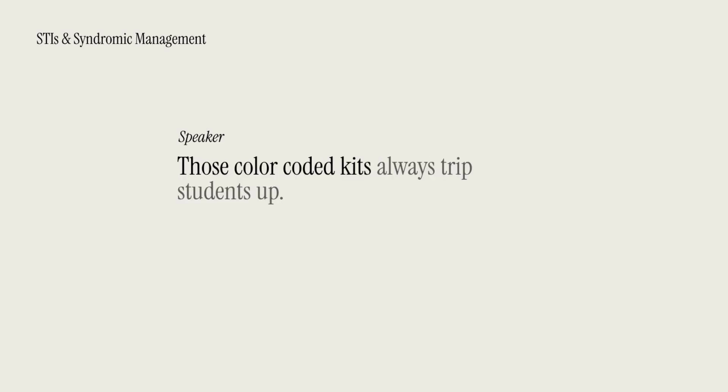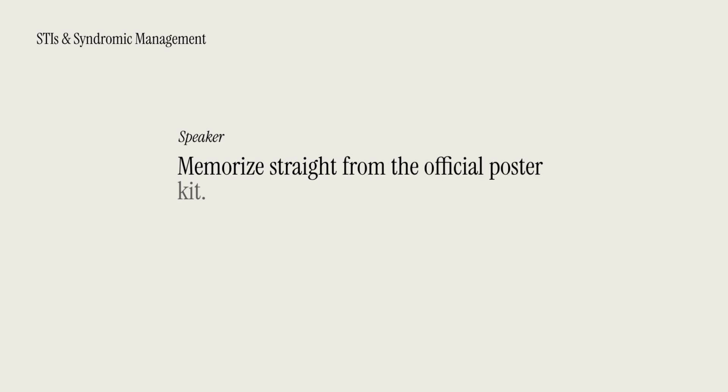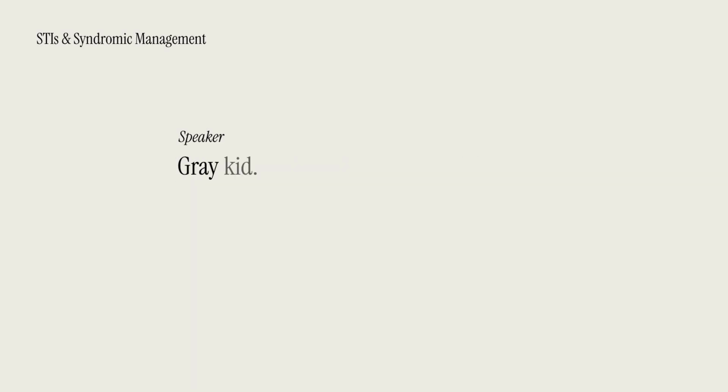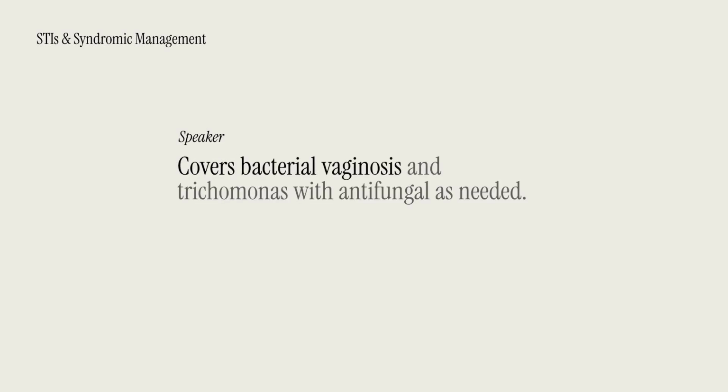Those color-coded kits always trip students up. Could you name a few correctly for the record? Yes, memorize straight from the official poster. Kit 1, grey kit: urethral discharge, cervical discharge, and painful scrotal swelling. Covers gonorrhea and chlamydia etiologies. Kit 2, green kit: vaginal discharge, covers bacterial vaginosis and trichomonas with antifungal as needed.